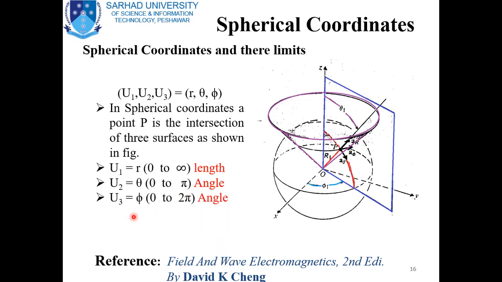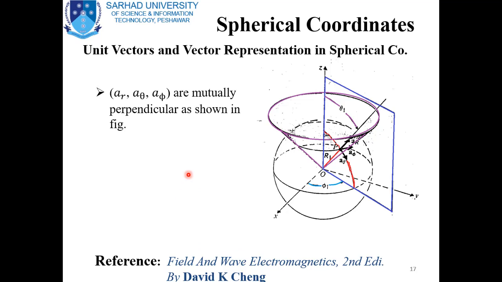u3, which is known as the plane angle phi, and it varies from 0 to 2 pi, because if we rotate the blue plane, which makes an angle phi with the x-axis, in one complete rotation it can take 2 pi angle.